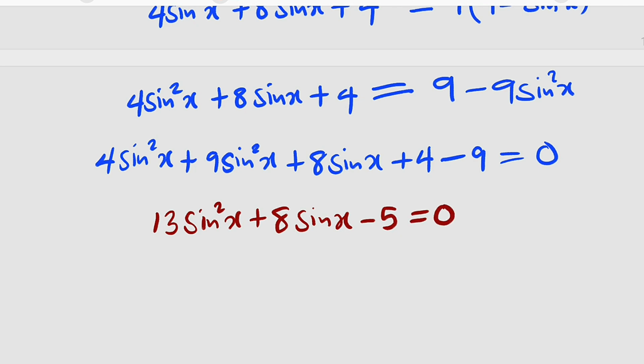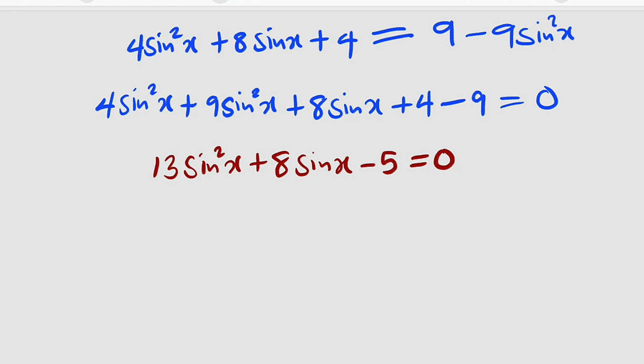Observe that this is a quadratic equation written in terms of sine x. So we can also factorize it. You take the leading coefficient 13, you multiply by the constant -5. We have, let me just write it here, -5 multiplied by 13, which is equal to -65. Now we are going to think of two numbers, which when we multiply them together, we get this negative 65. And when we add them together, we get the coefficient of the middle term, which is 8. The numbers are just negative 5 and positive 13.